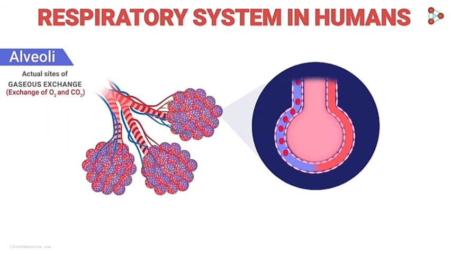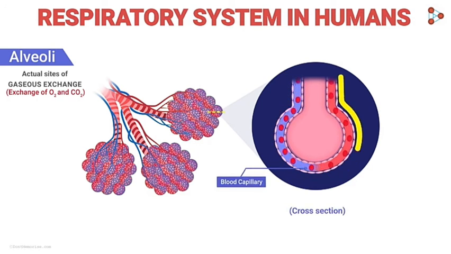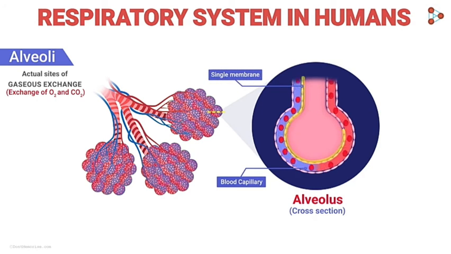If we zoom in to see a single alveolus, we find that the cluster is richly supplied with blood capillaries. A cross-sectional view of a single alveolus helps us understand that it's very thin and composed of a single-celled membrane. The extremely thin membrane helps in very easy exchange of gases between the alveolus and the RBCs flowing through the capillaries. The process of gas exchange occurs via diffusion.